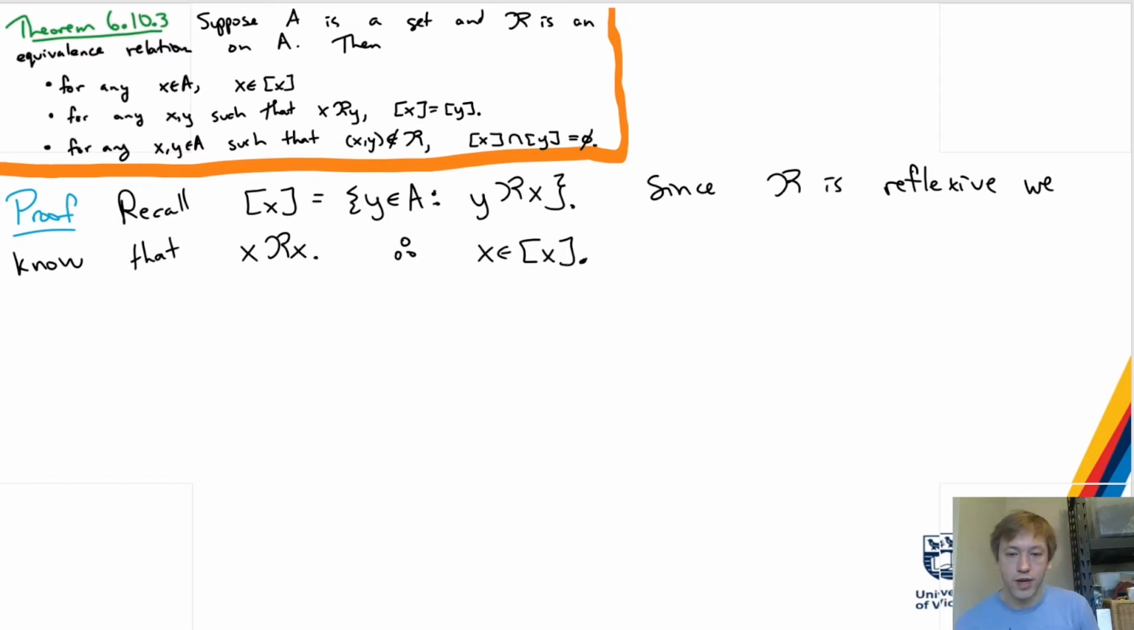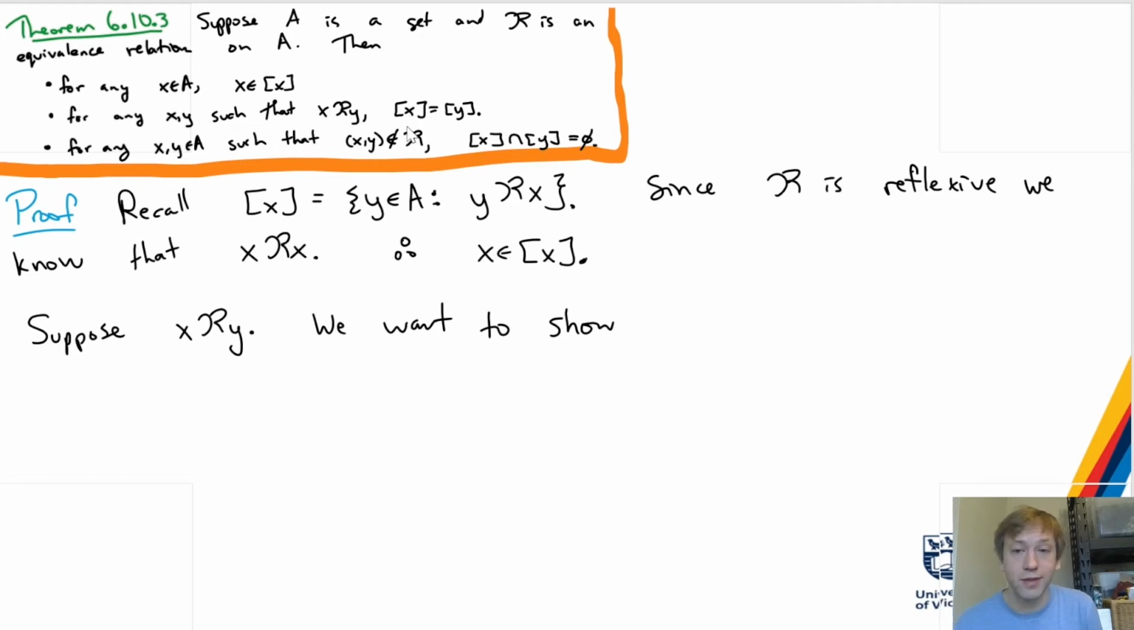Now let's prove the second bullet point. Suppose that x is related to y by R. We want to show that the equivalence class of x is equal to the equivalence class of y. We should remember that these two things are sets. So to show that the two sets are equal, what we can do is show that the equivalence class of x is a subset of the equivalence class of y, and the equivalence class of y is a subset of the equivalence class of x.